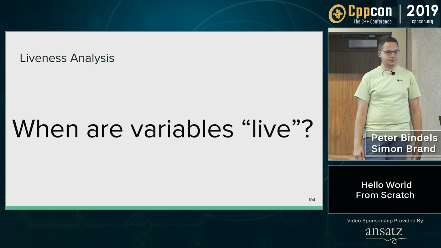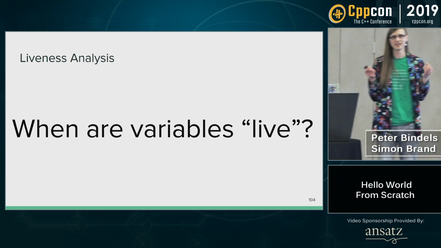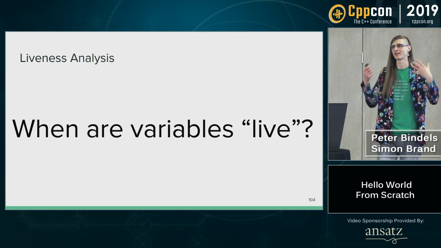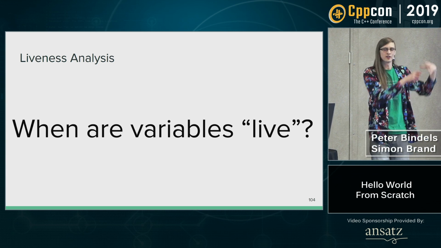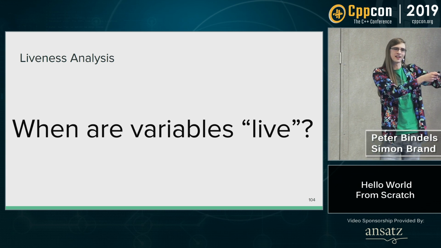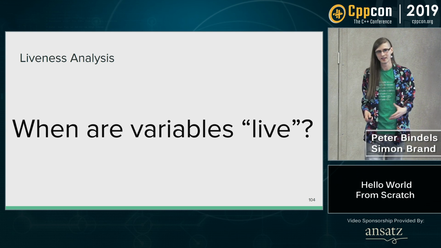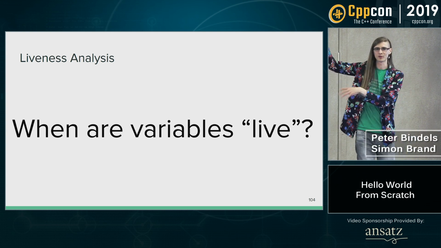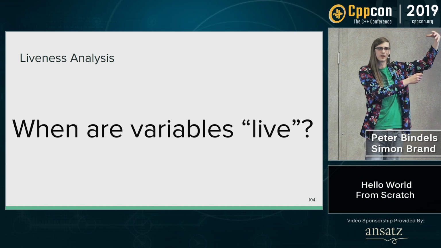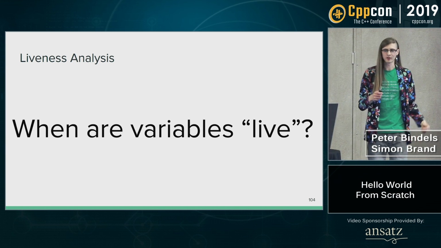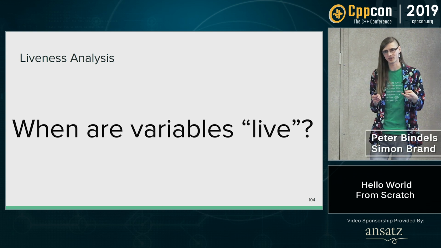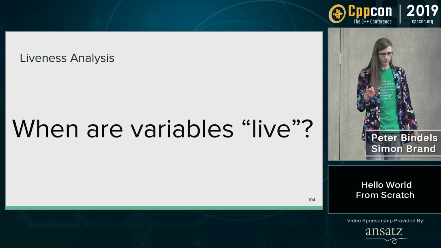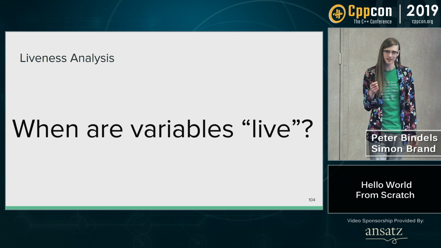Now, essentially, any optimization has to be informed by some analysis. So this is a common pattern. We do some analysis on our program, and then we can use the data we've collected through this analysis to do optimizations. And maybe some set of optimizations will use the same bit of analysis. I will talk about one kind of analysis and one kind of optimization just to give you a flavor. And I'll talk about liveness analysis.